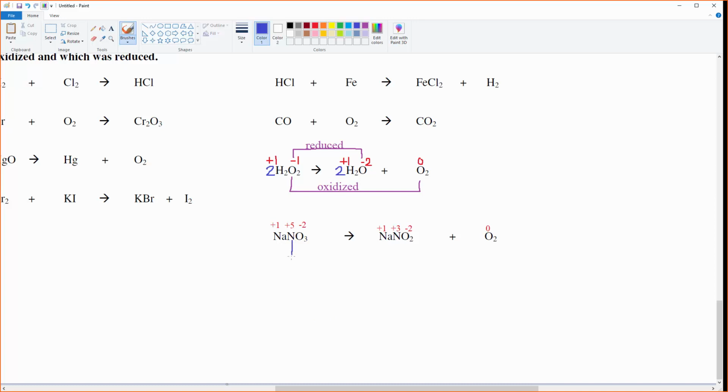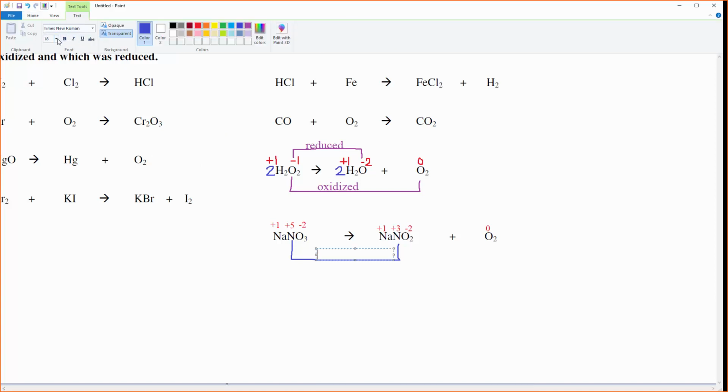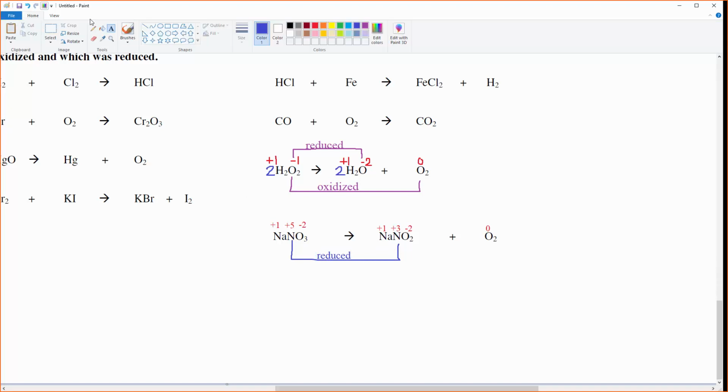Good, the nitrogen went from +5 to +3, so it must have been reduced. Okay, something was reduced, something else must have been oxidized. Yes, so that is the oxidation product, and it came from here.